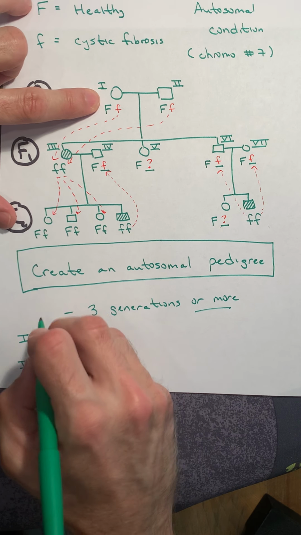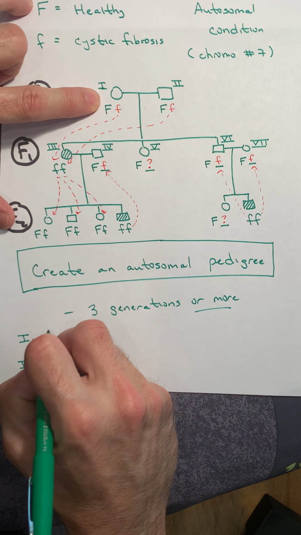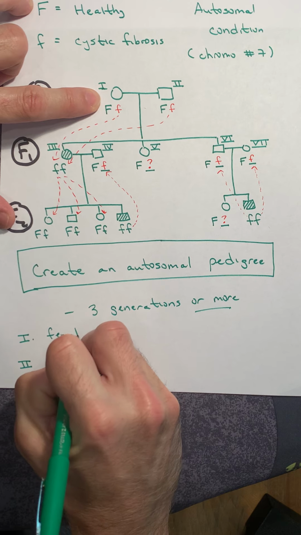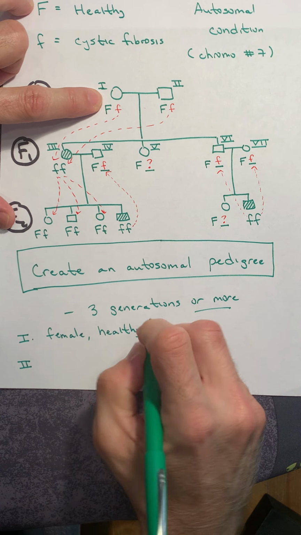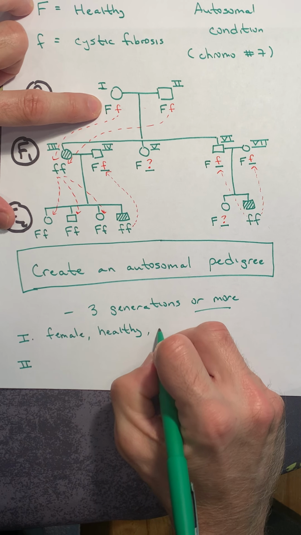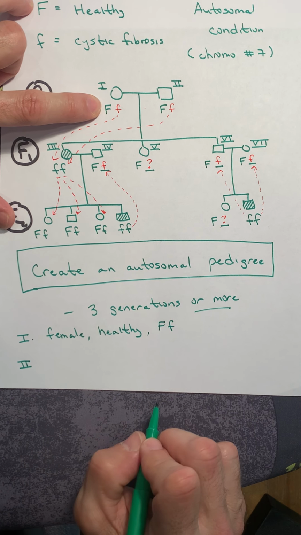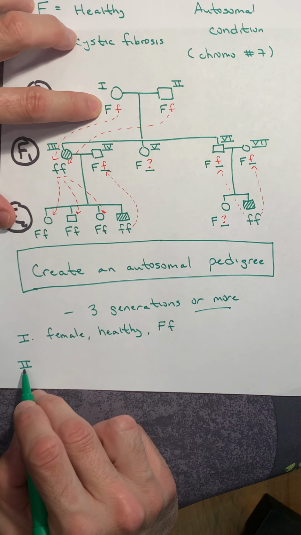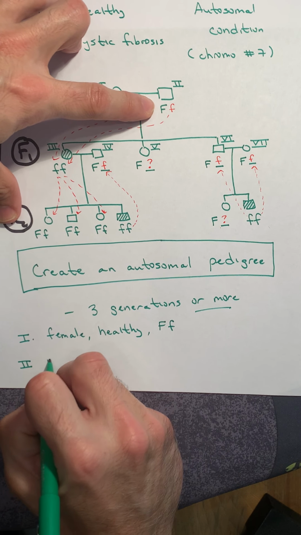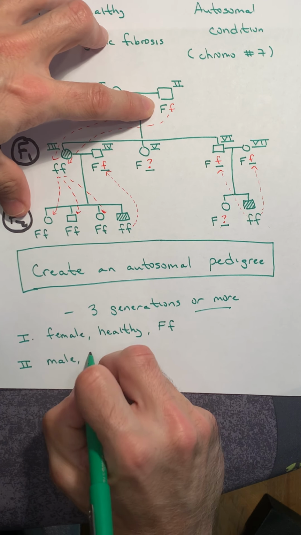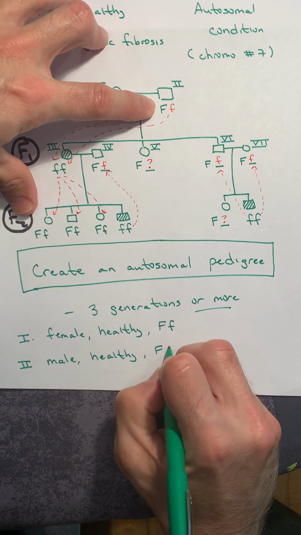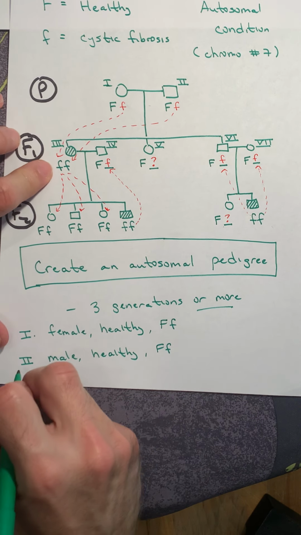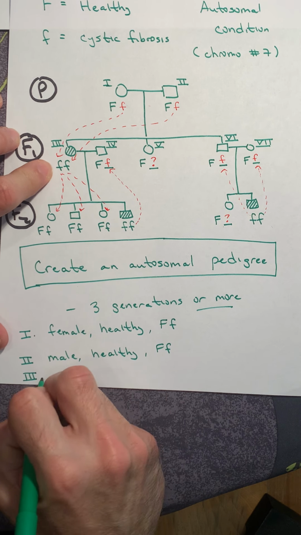So this individual, okay, my Roman numeral number 1, that's a female. She is healthy. And then give me her genotype. She is big F, little f, like such. And then you go Roman numeral 2. You go over here. He is male. He is also healthy. And he is also big F, little f. Then come back here, Roman numeral 3, and so on.